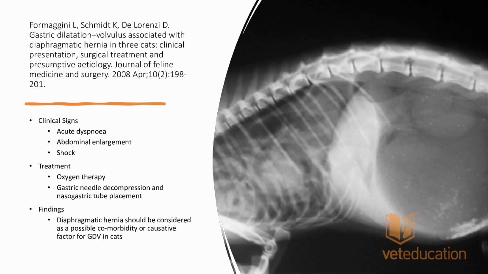There was also another case here, a case report of 3 cats, gastric dilatation volvulus associated with diaphragmatic hernia. These cats all presented with acute dyspnea, abdominal enlargement and shock. Treatment: oxygen therapy, needle decompression and nasogastric tube placement to try and decompress the stomach. The findings: really, diaphragmatic hernia should be considered as a possible comorbidity or causative factor for GDV in cats.